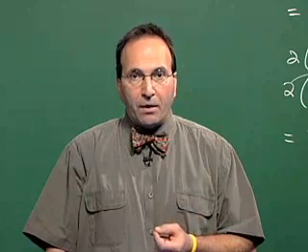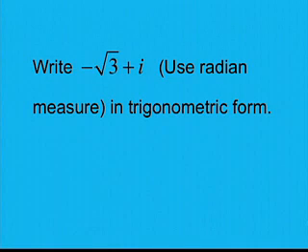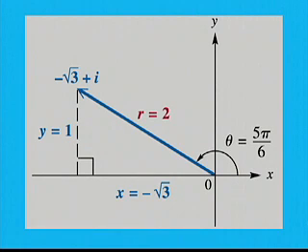Well, let's do an example where we apply those 3 steps. Write negative square root of 3 plus i, using radian measure, in trigonometric form. So, we would start by sketching that, and you can see that we have the vector negative square root of 3 plus i, which lands us in, of course, the second quadrant, and connecting the origin to that specific point. We know that x is equal to negative square root of 3. We know that y is equal to 1 because the coefficient on i is an understood 1.